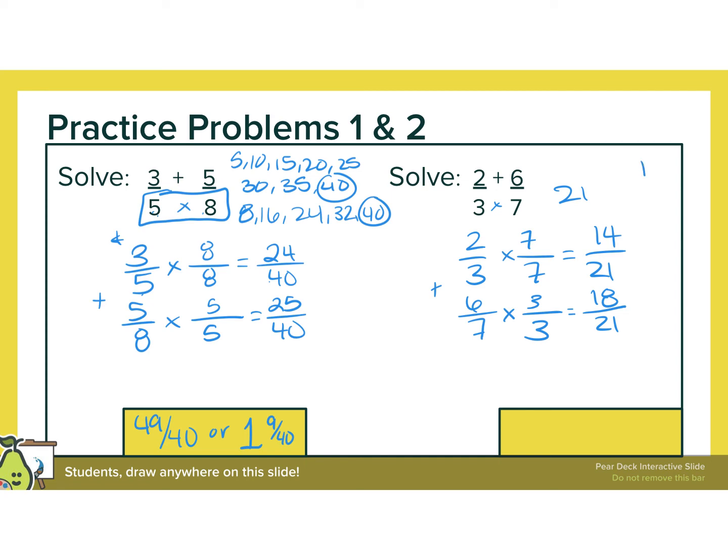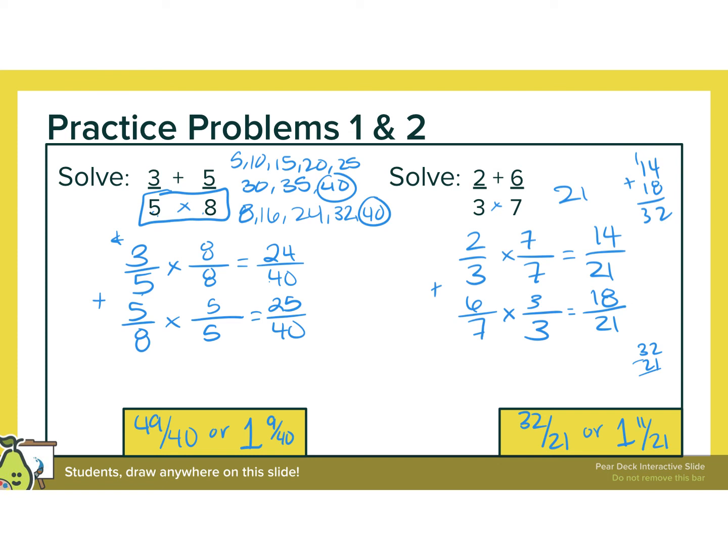So what's 14 plus 18? I don't know that by heart. 8, 12, 32. So I get 32 over 21. You can leave it like that and be done. You'll get full credit. If you want to make the mixed number, you're going to have 1 and 11 over 21. Both of these would be considered correct on an exit ticket, okay?